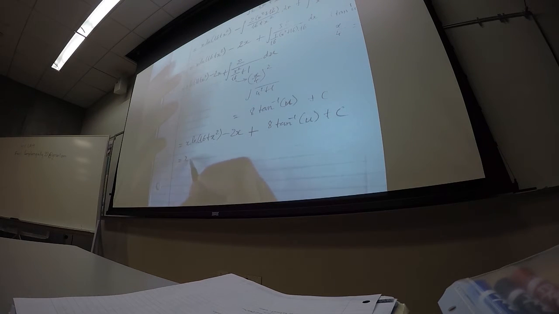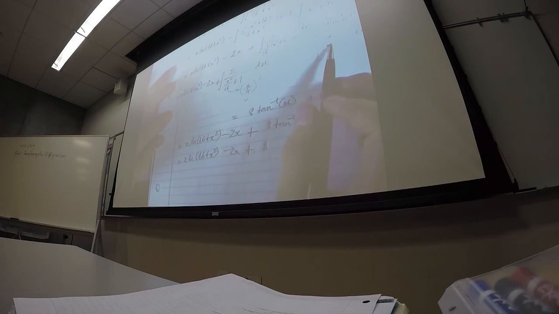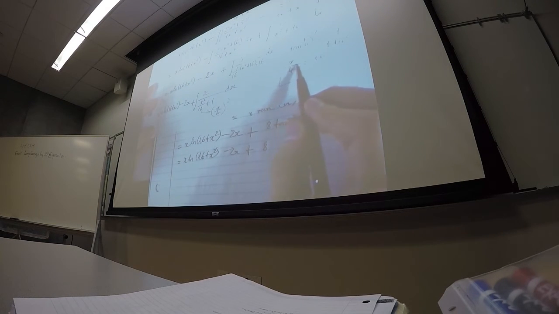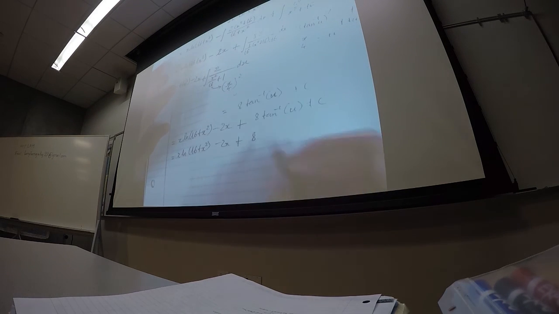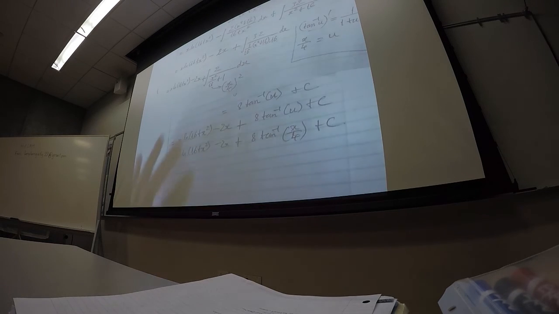So let's just rewrite that. Plus 8, let's just rewrite that. You have u is x over 4. We let u equal x over 4 right here. So I just put it in there. So 8 inverse tangent x over 4 plus c. Alright? So that is your answer for C.